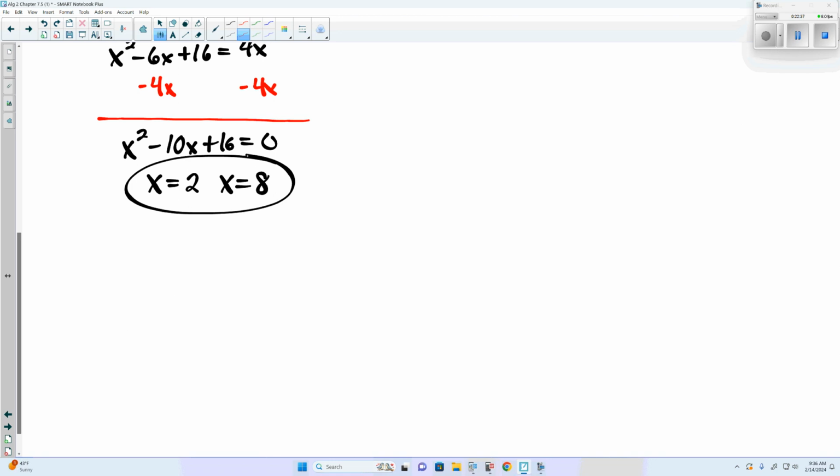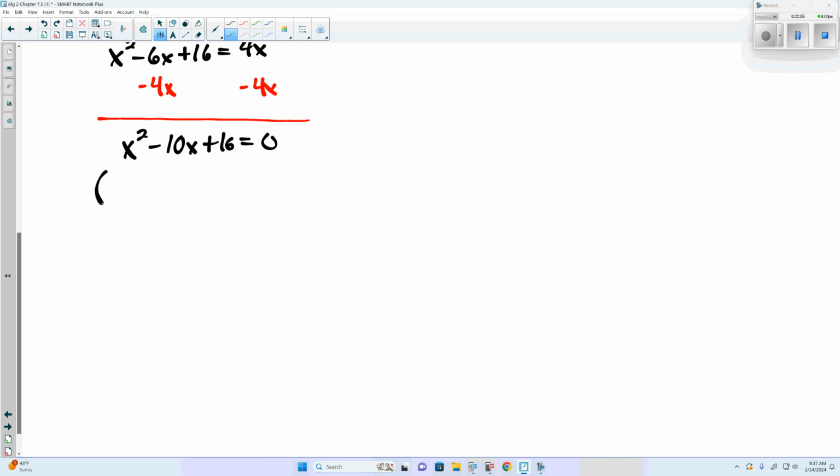And neither one of these is one of our restrictions. So both 2 and 8 work. Questions on this here? Because we could have factored this if we wanted. We would get to the same place.